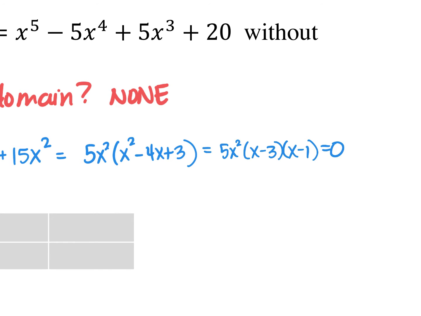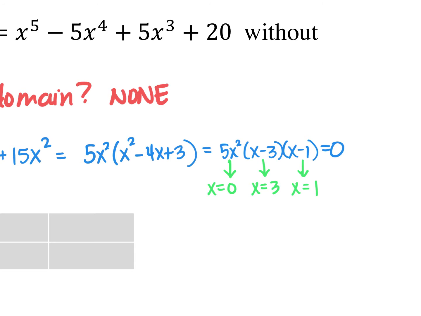And when I set that equal to 0, I get 3 different critical points. I get the critical point from 5x squared, which is x is 0. I get a critical point from x minus 3, which is x is 3. And I get a critical point from x minus 1, which is x is 1. So I get 3 different critical points for this.